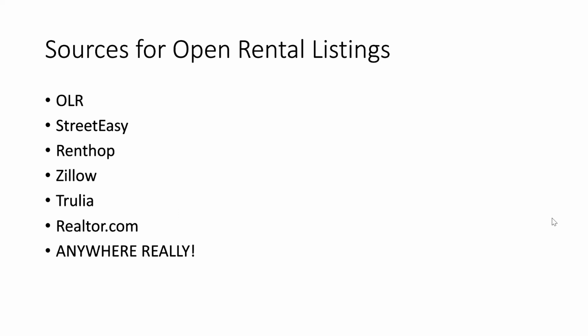So again, where do you find open listing rentals? OLR is one of the easiest, and there's actually a button that helps you find open listing rentals. You can find them on StreetEasy. You can look on Renthop and see what other agents are advertising and try to backtrack from there and find out those management companies. The same thing with Zillow, Trulia, Realtor.com. Really, anywhere is a great place to find them. Walking around a neighborhood, you might see a big building. Across the street from us is 55 Thompson, which is an open listing rental building owned by Sky Management. So no matter what you're doing, you can really find these in a bunch of different places.